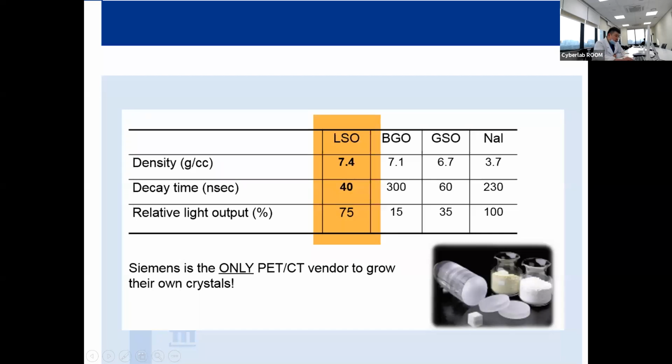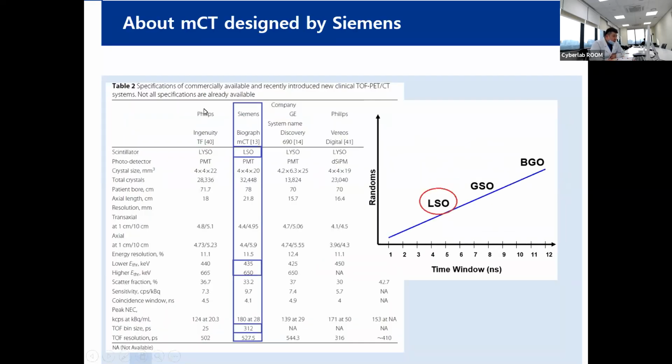The performance is very outstanding compared to BGO, GSO, and NaI. So the Siemens Biograph MCT uses the LSO scintillator. LSO has a high light output and a higher energy resolution. The timing resolution is very high, so the timing window is very short compared to GSO and BGO. LSO is very short.